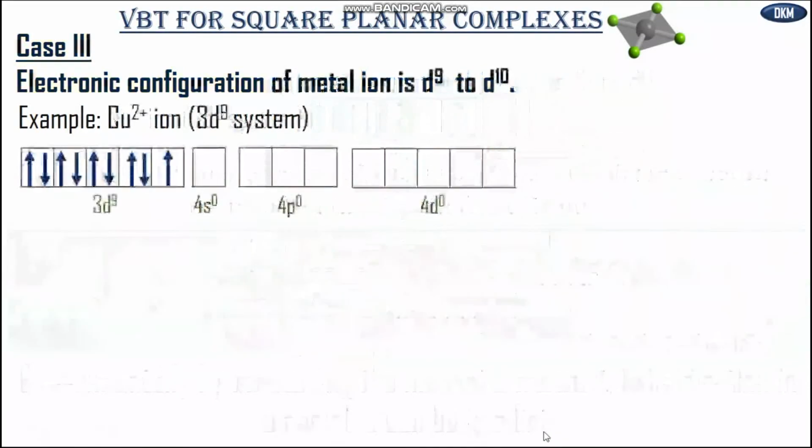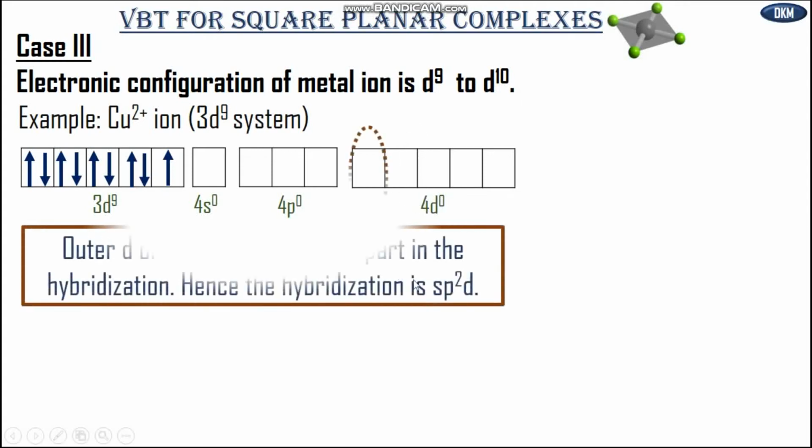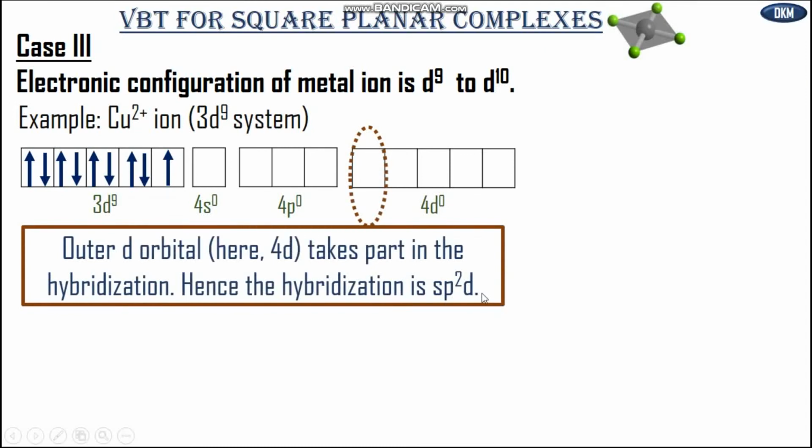Now consider case 3, where the electronic configuration of the metal ion is d9 to d10. In this case, the outer d orbital takes part in hybridization and the hybridization is sp2d. Take the example of Cu2+ ion, which is a d9 system. In this case, inner orbital complex formation is then possible if the ligand bond stability is able to promote this electron into a higher energy orbital.